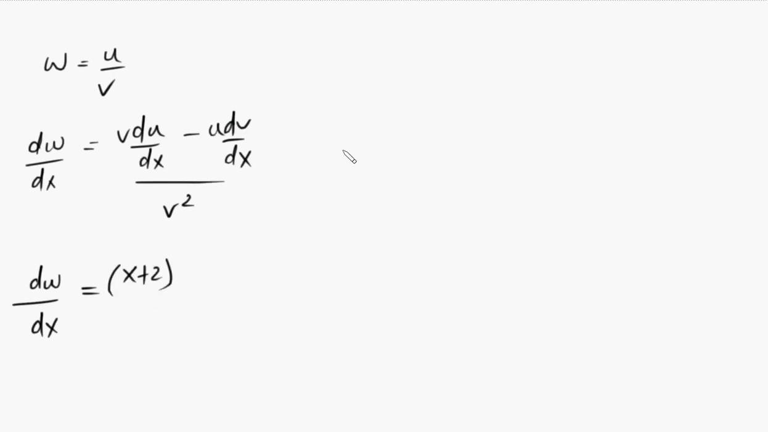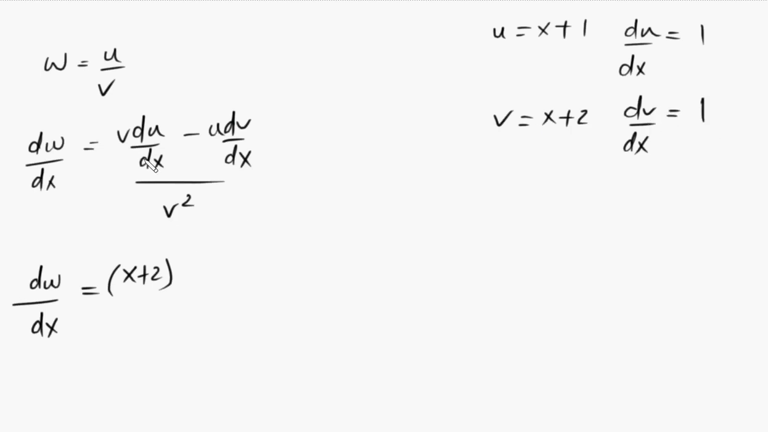Okay, du dx we need to find now. Remember u we said is x plus 1. So du dx, differentiating x I get 1, differentiating 1 I get 0, so 1 plus 0 is 1. While v is equal to x plus 2, dv dx, differentiating x I get 1, differentiating 2, which is a constant, I get 0, so it's 1. So du dx is 1 minus, this one is x plus 1 times 1, over x plus 2 squared.